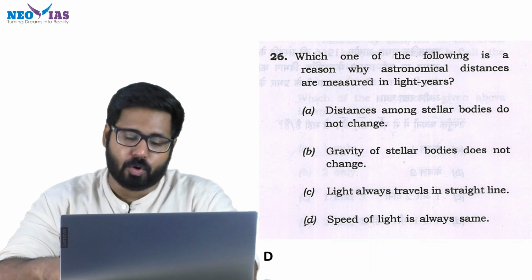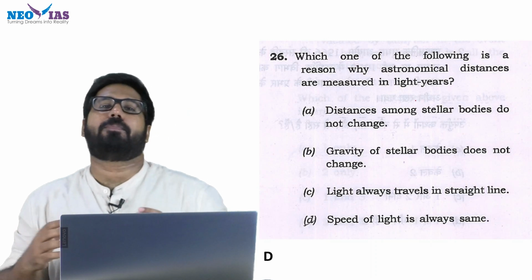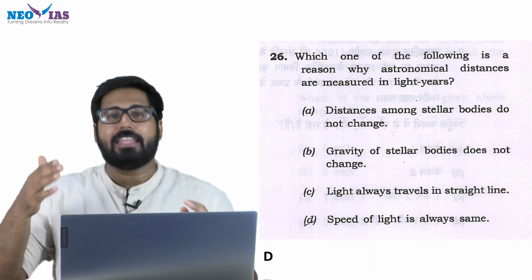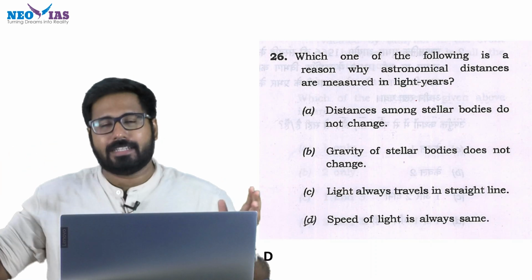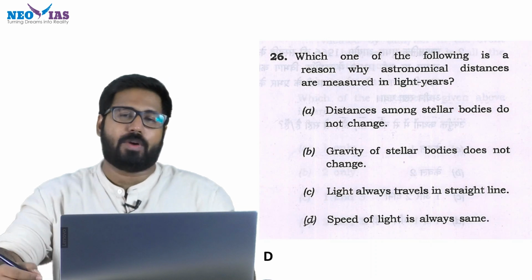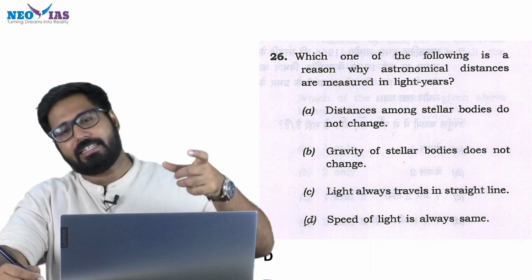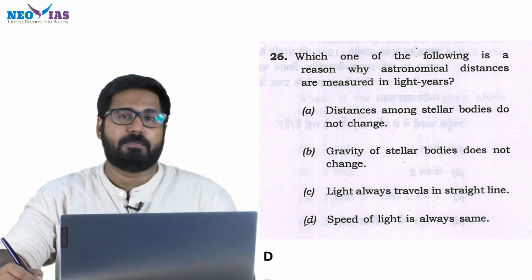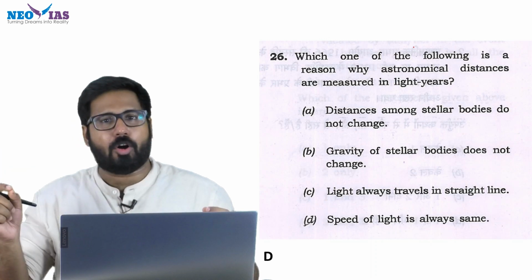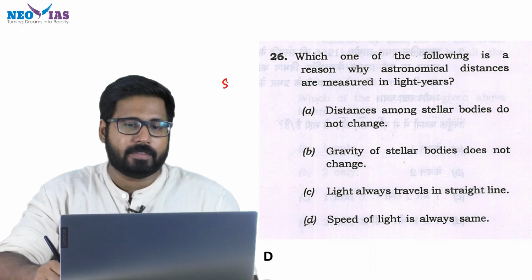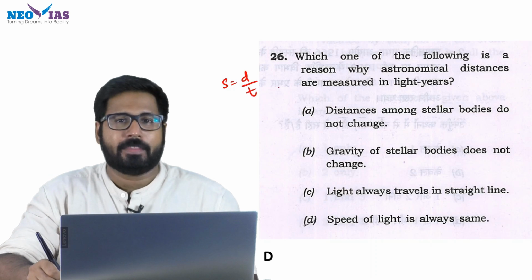So to simply tell you what a light year is: it is simply the distance that light will travel in a year. That distance is what is simply a light year. Okay, so the reason why astronomical distances are calculated in this particular unit called light year is because the speed of light is the same. So you know this normal formula, right? Speed is equal to distance by time.